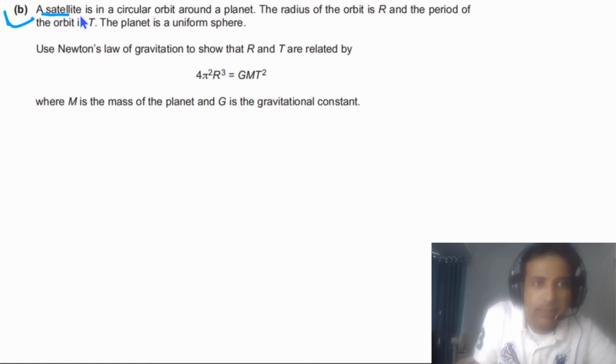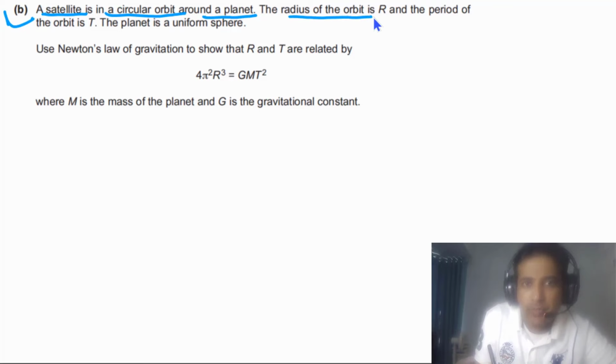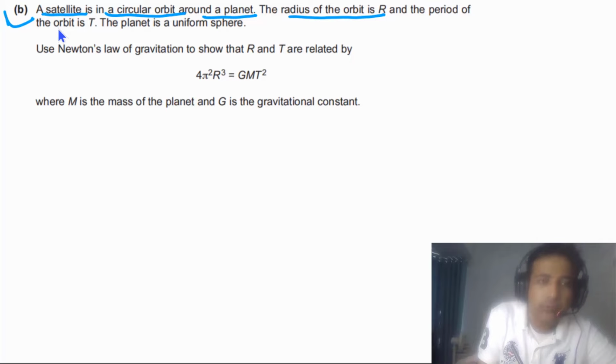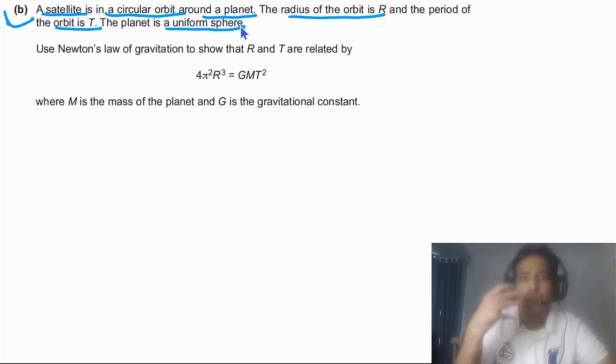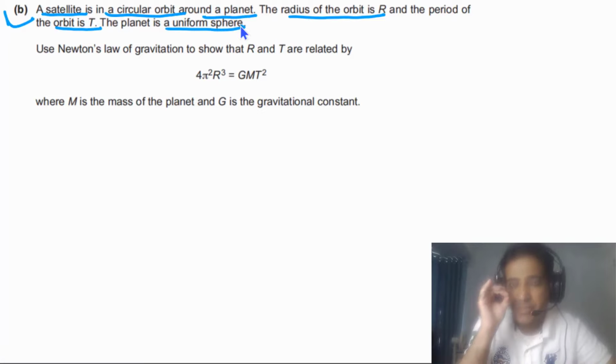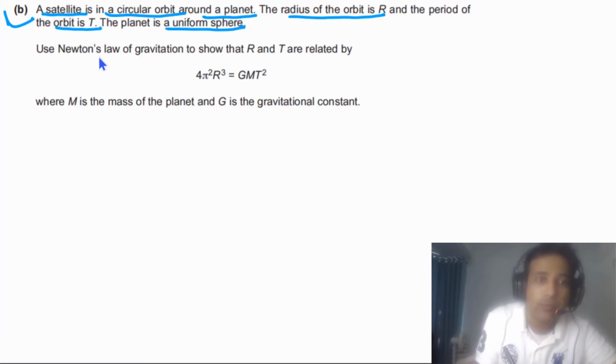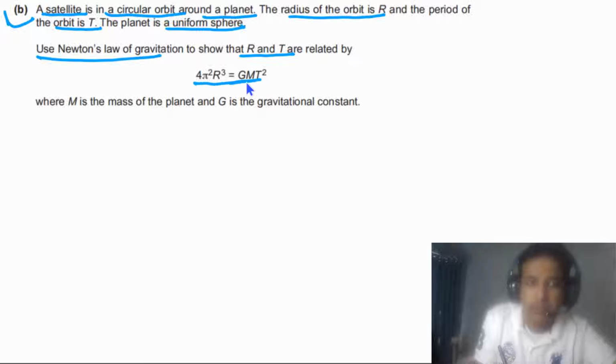Part B says a satellite is in a circular orbit around a planet. The radius of the orbit is capital R and the period of the orbit is capital T. The planet is a uniform sphere, so it simply means that we can treat it as a point mass. Use Newton's law of gravitation to show that R and T are related by this equation, where capital M is the mass of the planet and G is the gravitational constant.